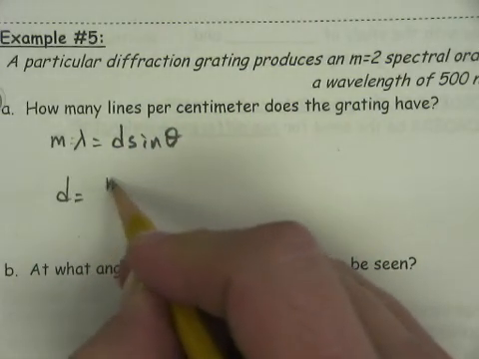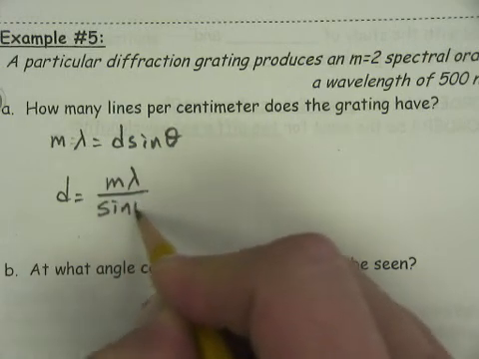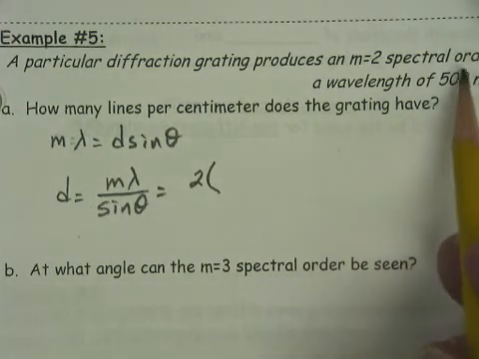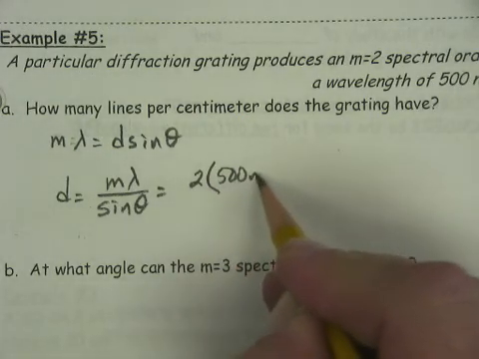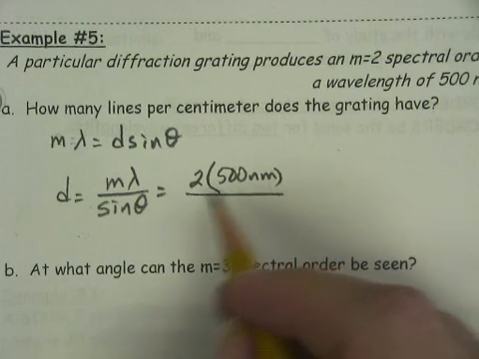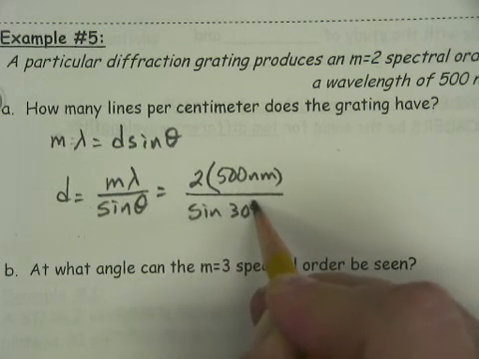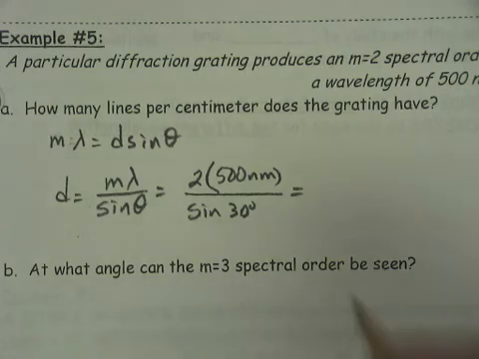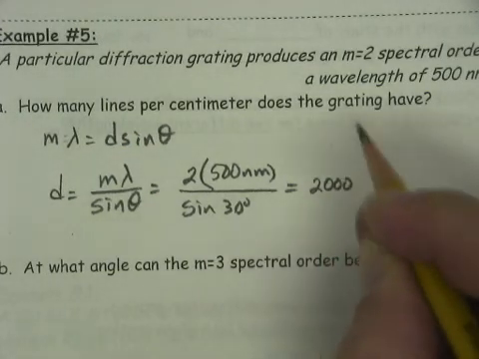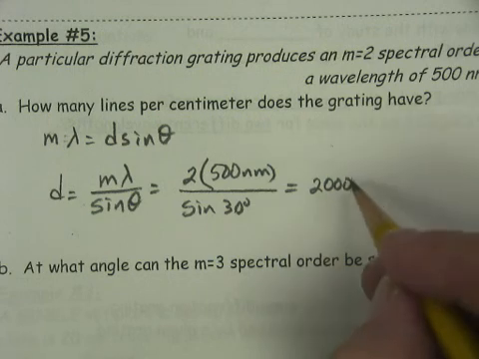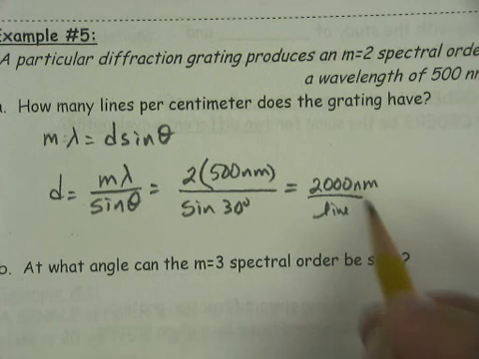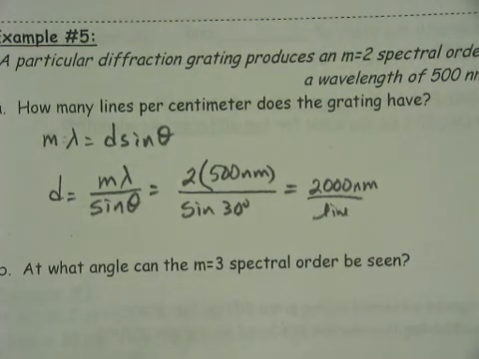D then is equal to m lambda over sine theta, and it's just a matter of plugging stuff in. We want the second order. They gave us the wavelength of 500 nanometers, all divided by sine of 30 degrees. This will give us D, and if we punch all that in, we're going to get 2,000 nanometers per line. Now, I don't want nanometers per line.